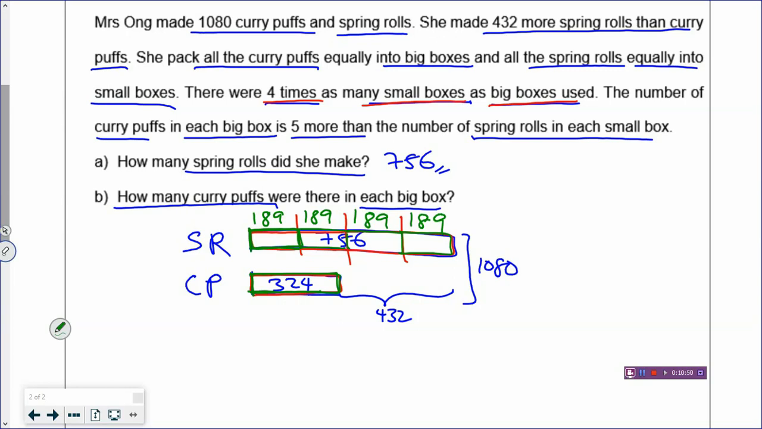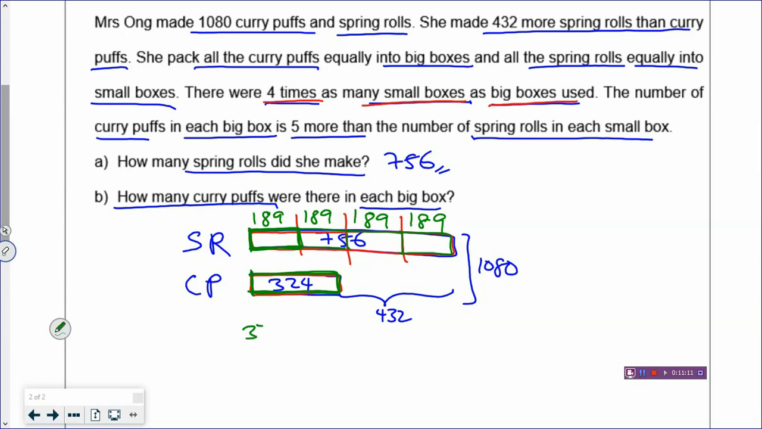So can you see how many more curry puff than spring rolls? There are 324 curry puff, which is 1 time, and there are 189 spring rolls, which is also 1 time. So they represent equal number of boxes, right? So how many more curry puff than spring rolls are there?